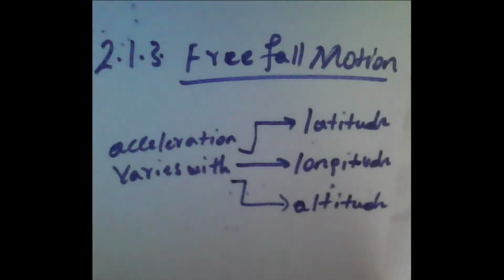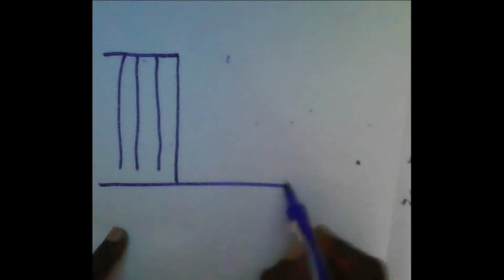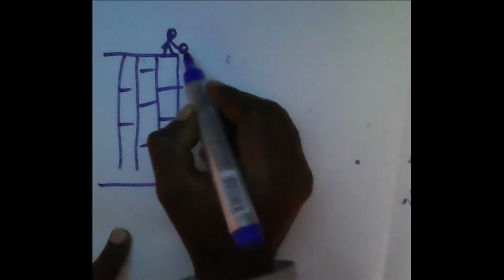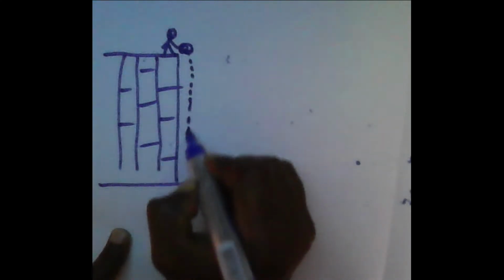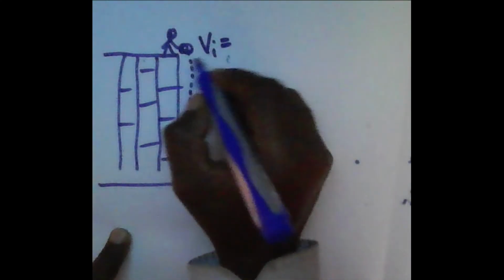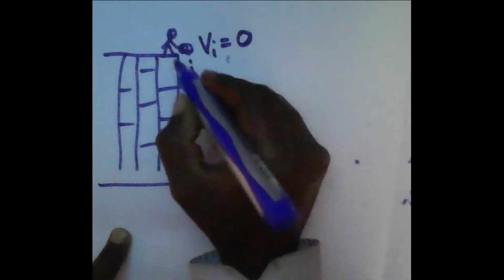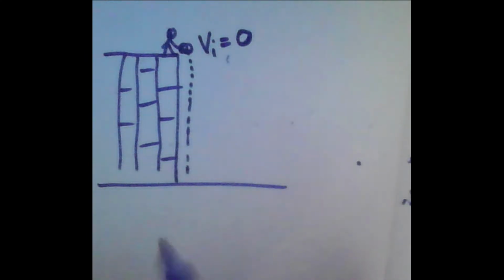Okay, so having this in mind, consider a building like this one, just a schematic diagram that we have. From the top of this building, consider a person standing on the building who releases this object downward. The initial velocity in free fall is equal to 0. The ball starts from rest, so the initial velocity will be 0.